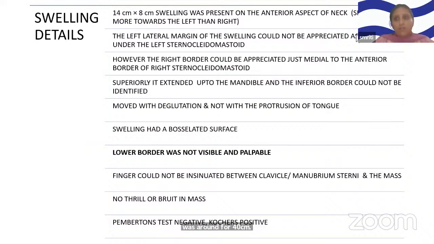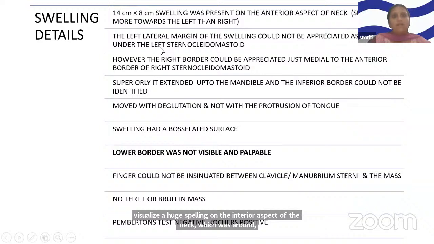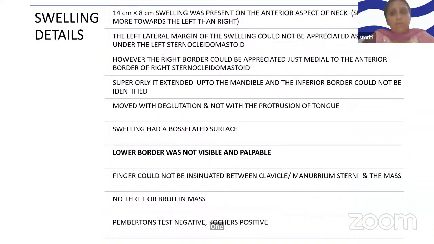Now coming to the details of the swelling, we could visualize a huge swelling on the anterior aspect of the neck. The left margin of the swelling could not be appreciated as it was under the left sternocleidomastoid muscle. However, the right border could be appreciated just medial to the anterior border of the right sternocleidomastoid. Superiorly, this swelling extended up to the mandible, and as far as the inferior border was concerned, we could not identify it. The swelling did move with deglutition.